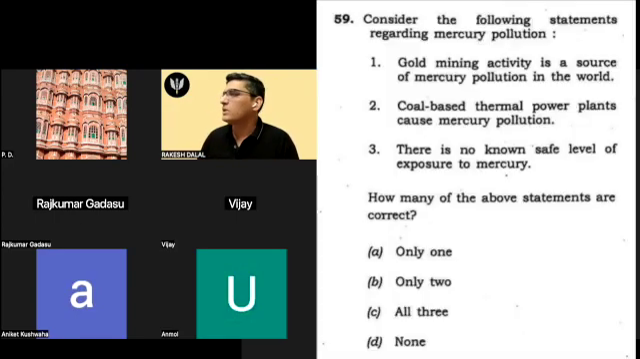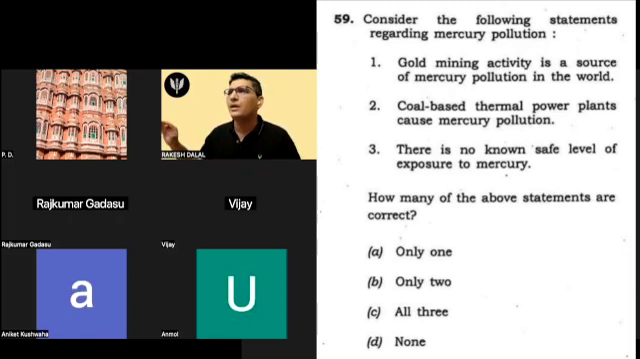Ashish, which question? Statement 3. Okay, there is no known safe level of mercury. The statement is saying there is no known safe level of mercury pollution. All right. It's a plain statement. It is not having those extreme kind of words, like 'there is absolutely no known safe level.' It's a very plain kind of statement.